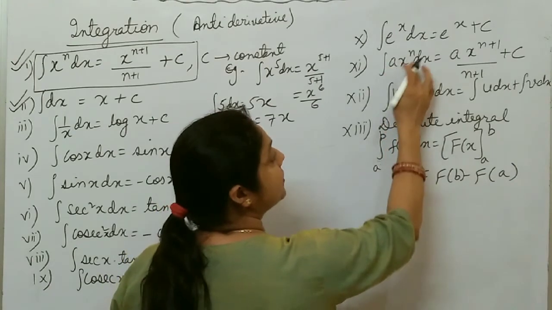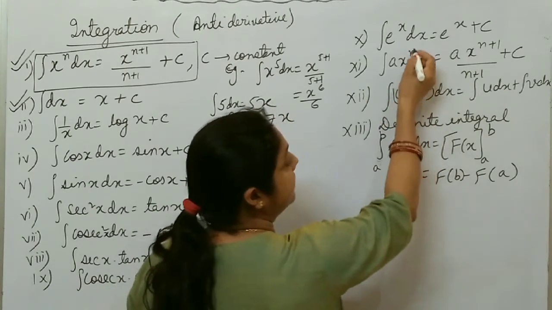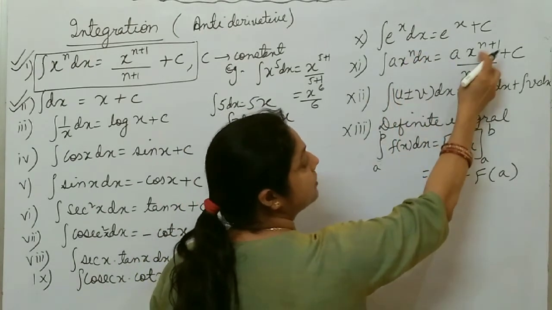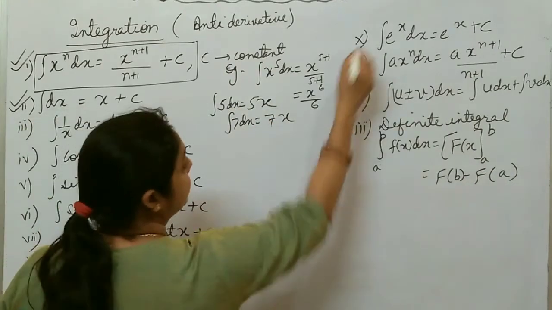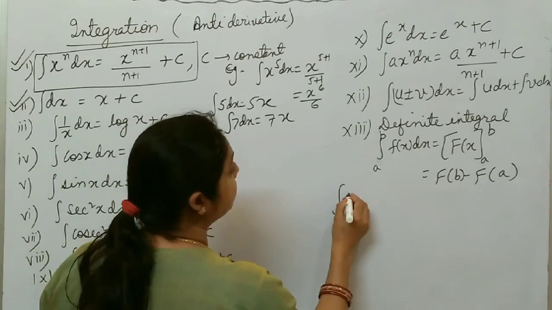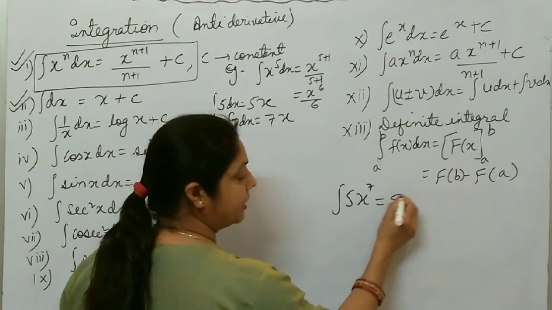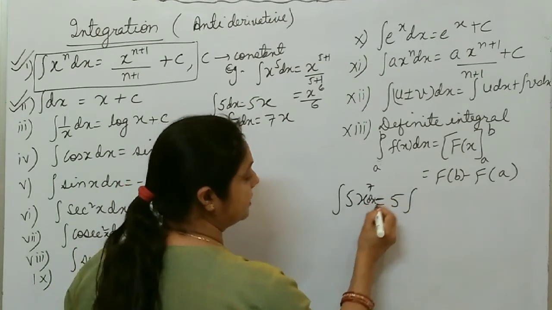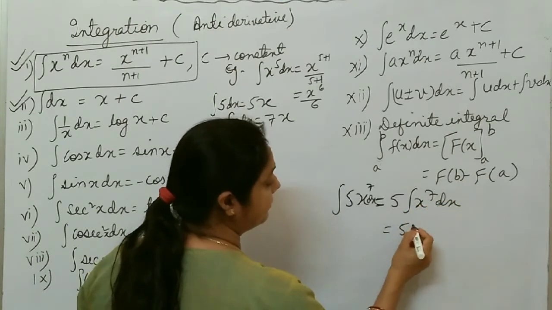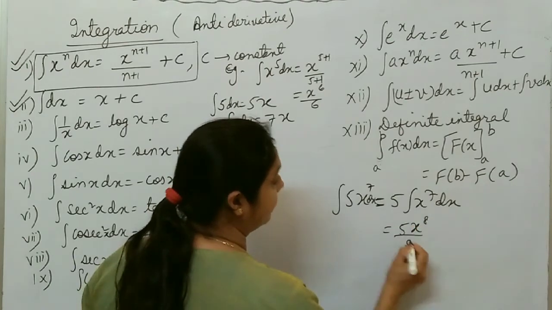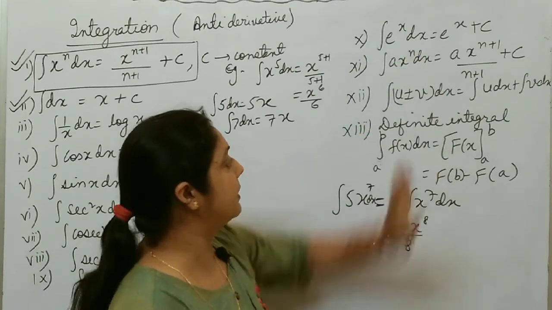Now next is integration of a x to the power n dx. A is any constant, so you take the constant outside and integrate x to the power n, so it becomes a x to the power n plus 1 by n plus 1. For example, integration of 5 x to the power 7. Here 5 is constant, so take 5 outside and integrate x to the power 7. So it becomes 5 x to the power 8 by 8, right? Whatever is constant, take it outside and integrate the other variables, x to the power n dx.